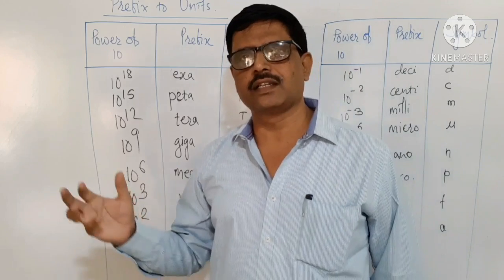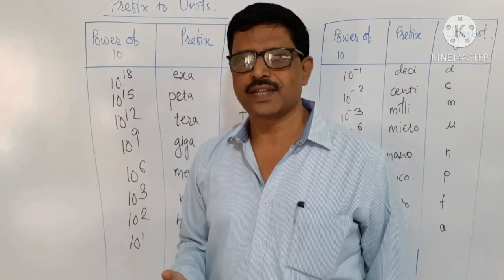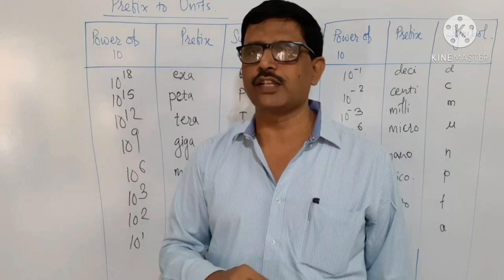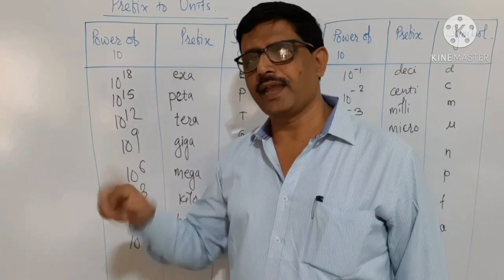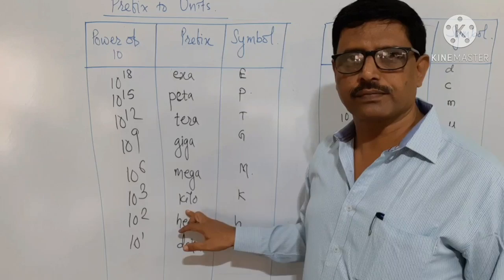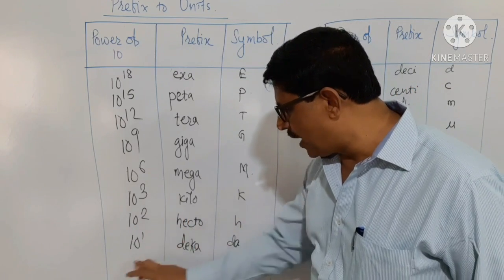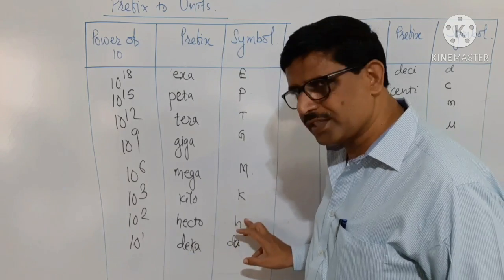बाजारात जाऊन तुम्ही असं कधी म्हणणार नाही की मला एक 5000 ग्राम साखर द्या, असं म्हणलं तर तो हसेल, कारण हजारासाठी किलो वापरायची पद्धत आहे. तर मग आपण म्हणतो 5 किलो. 1000 म्हणजे 1 किलो. तर 10^3 is kilo. Similar to that, 10^2 is hecto and 10^1 is deca, and its symbol is H and D.